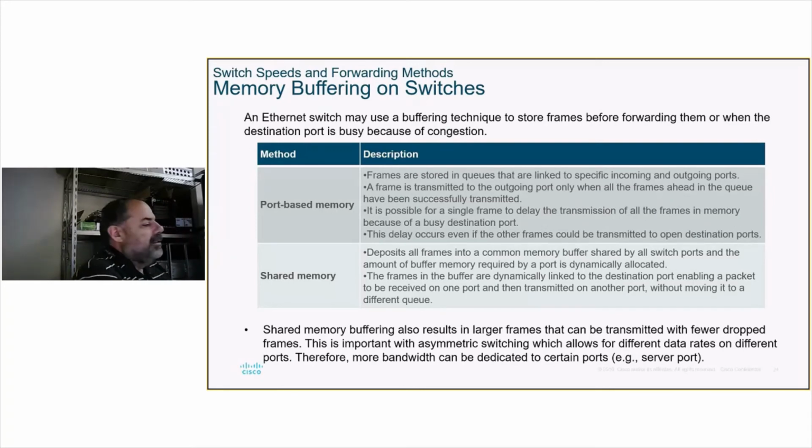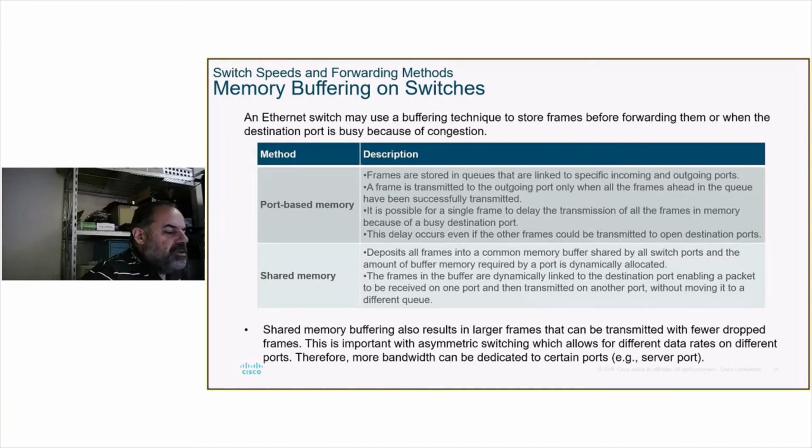Anyway, switches do need to buffer frames when they arrive. There are two ways you can do that. One is port-based memory, where you have a queue for each port, and you put the frame into a buffer, and then that port just goes through that buffer until it's empty. Then there's shared memory, where all frames go into a common buffer, and the frames in the buffer are dynamically linked to the destination port, enabling a packet to be received on one port and transmitted on another port without moving it to a different queue.